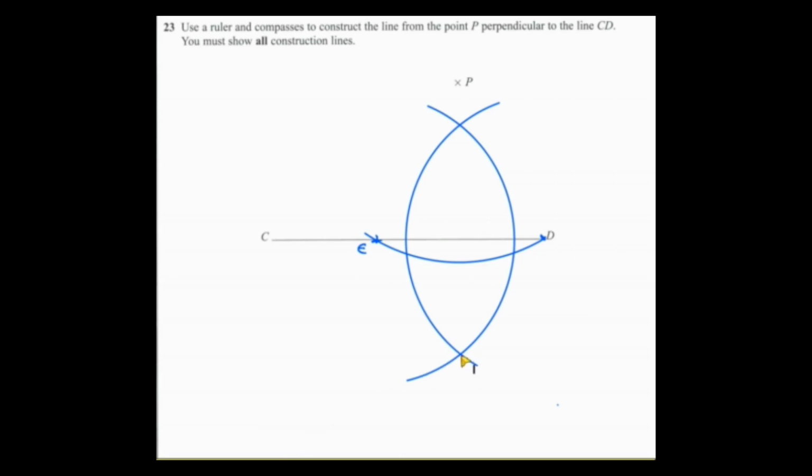I should now find that if I draw a line with a ruler from the bottom cross on the diagram here up through the top cross, it will also go through point P. That is therefore a line perpendicular to CD, which goes from the point P.